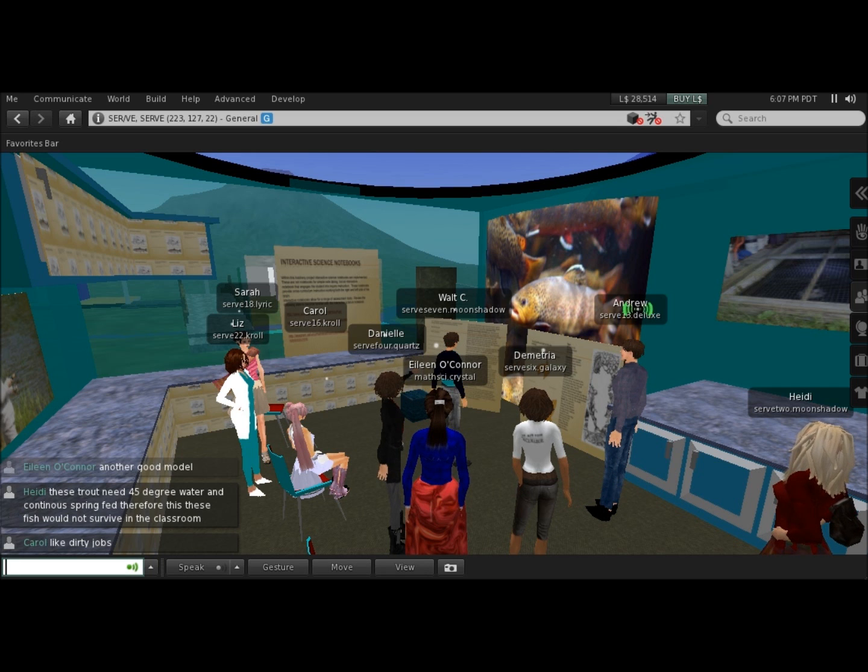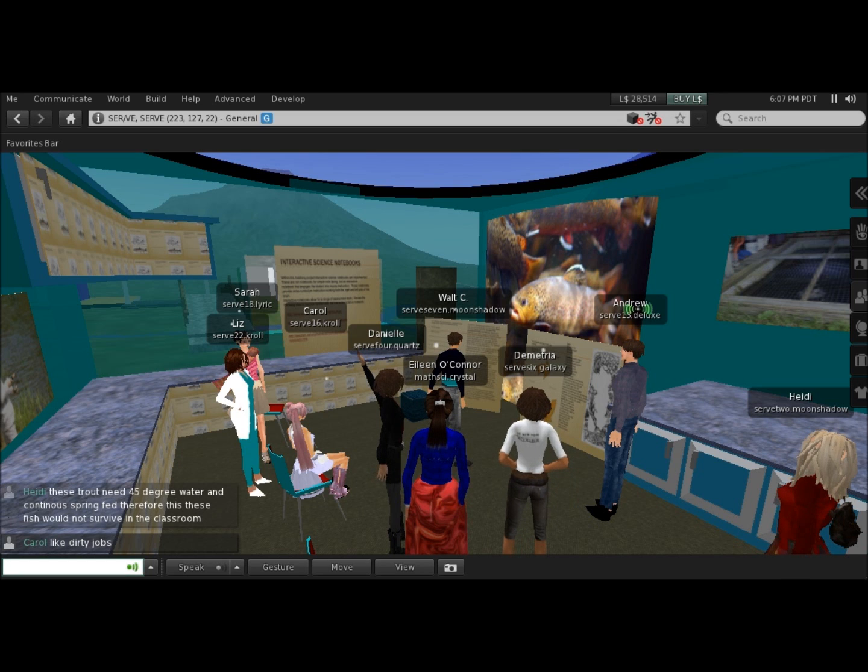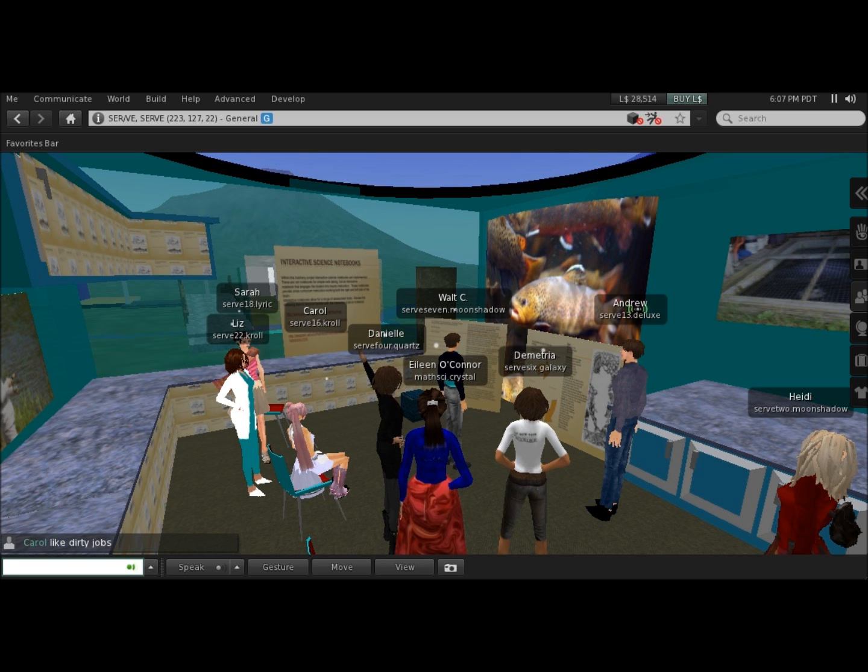Yeah, Heidi's saying these trout wouldn't survive. These are a specific type of steelhead trout, or steelhead, that really need very, very cold water, so they would have a hard time.